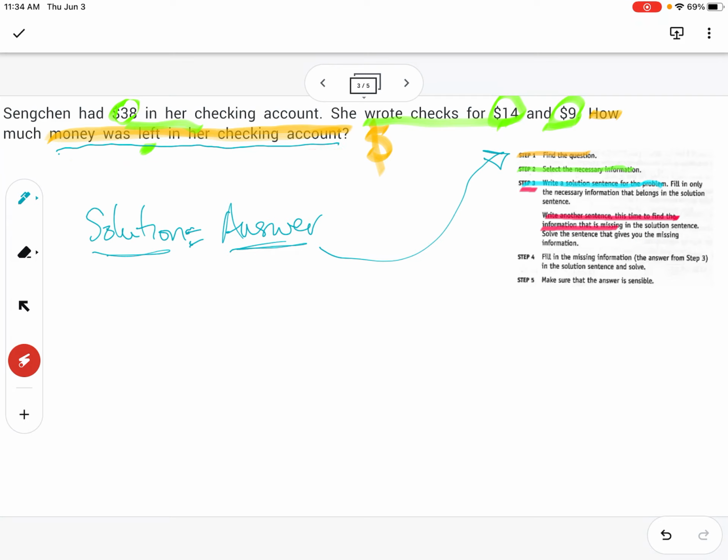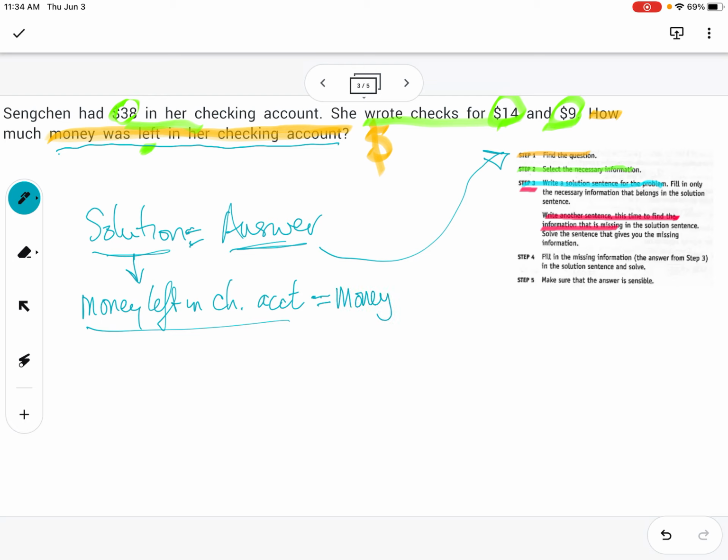So my solution sentence is going to show me how I'm going to find that. So I'm going to start off just by saying, well, my solution will be the money left in the checking account. That is the solution. How am I going to find that? Well, that's going to be equal to the money that was in the account at the start of the day, take away the total checks that were written. Okay, there's my solution sentence.